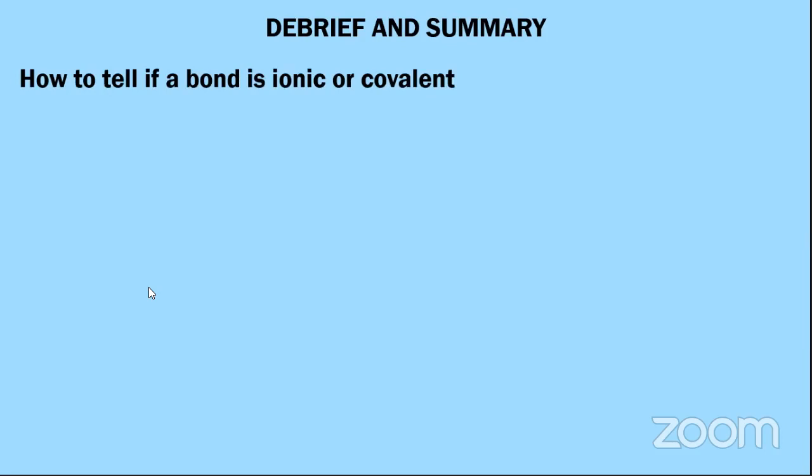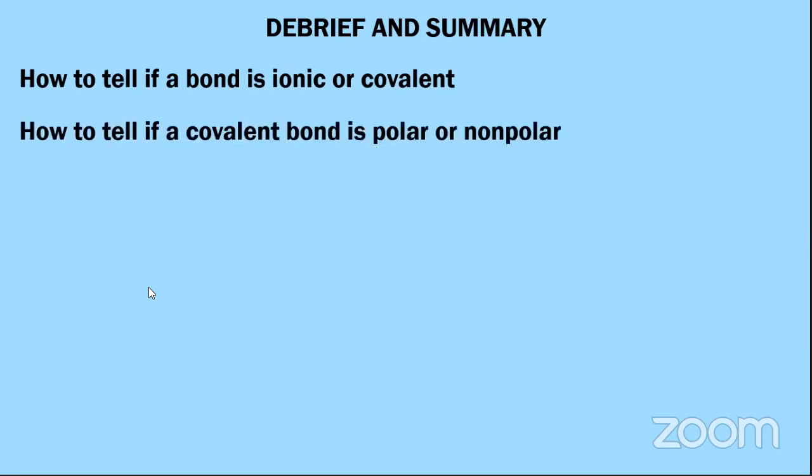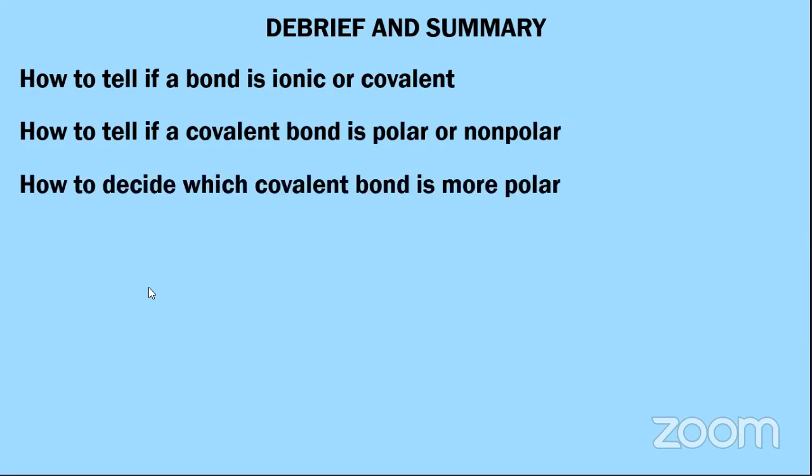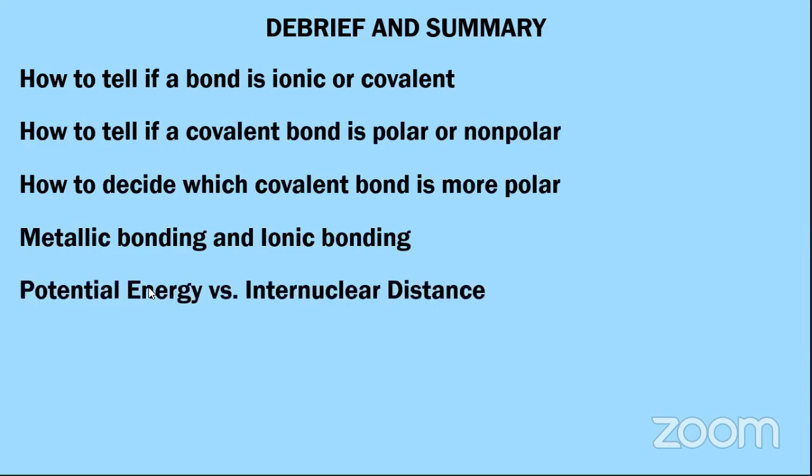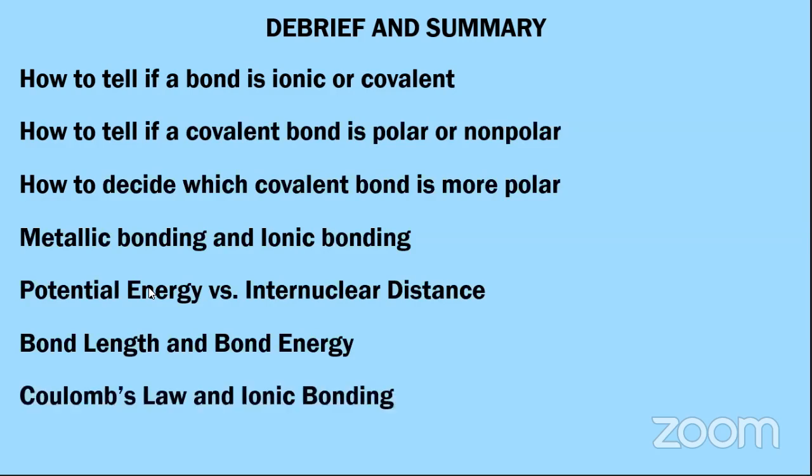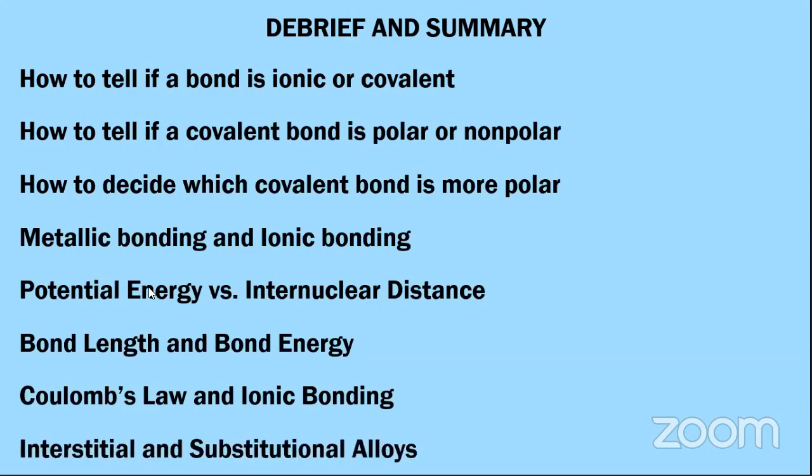We learned about how to tell if a bond is ionic or covalent, how to tell if a covalent bond is polar or nonpolar, how to compare two polar covalent bonds and decide which one is more polar than the other. Again, we talked about metallic and ionic bonding. We looked at graphs of potential energy versus internuclear distance. We talked about the relationship between bond length and bond energy. We talked about Coulomb's law as it relates to the attractive force between ions in an ionic compound. And then I did mention the definition of interstitial and substitutional alloys and gave you some examples.